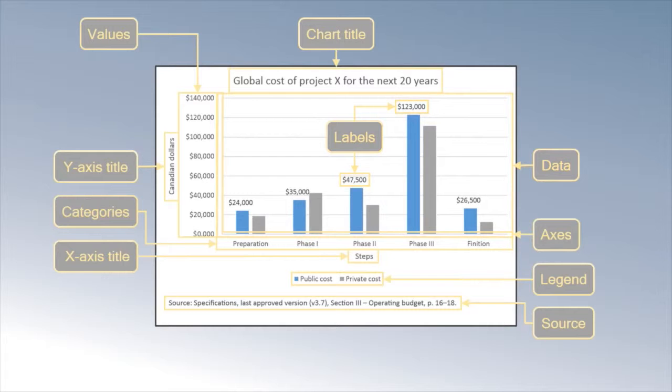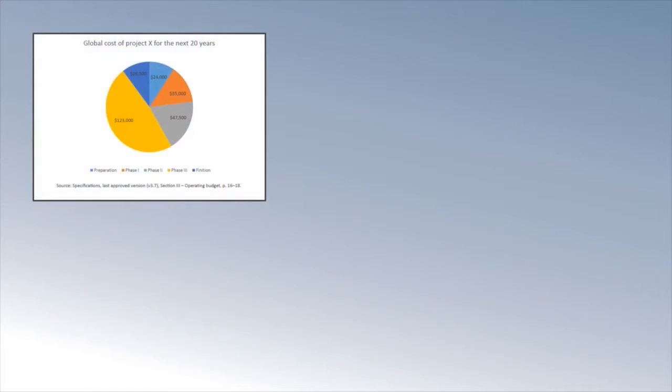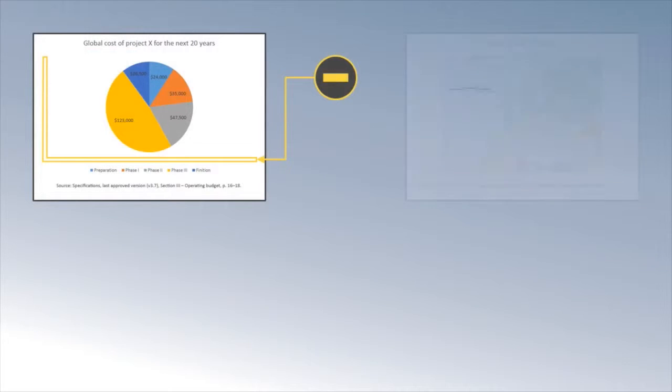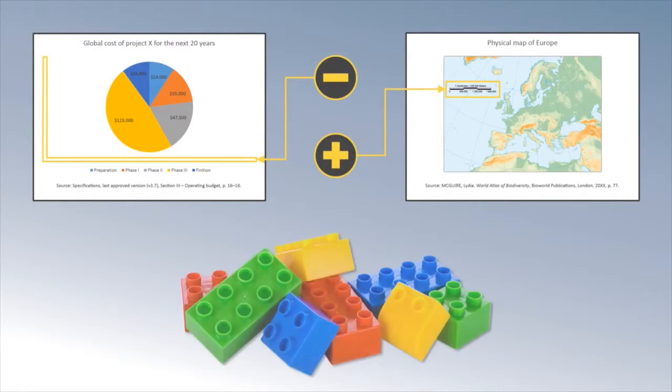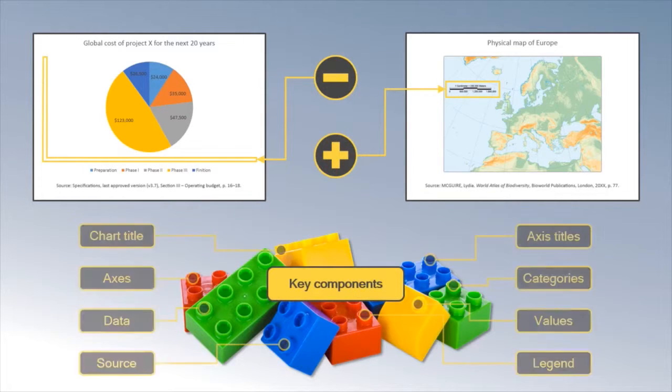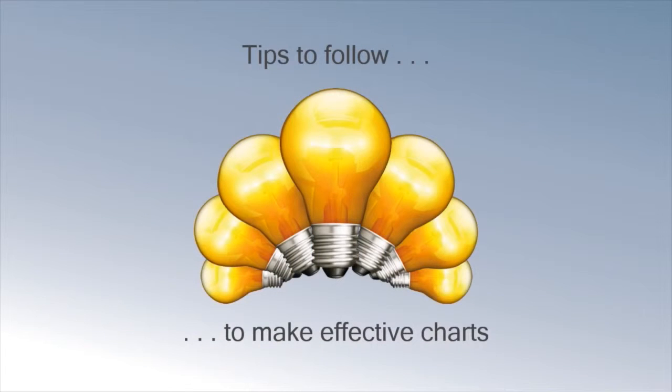Obviously, some types of charts do not include all these components. For example, pie charts, which do not have axes, or geographic maps that must contain a scale. Generally speaking, we have just seen the key components of a chart. Now, here are a few tips to follow to make your charts as effective as possible.